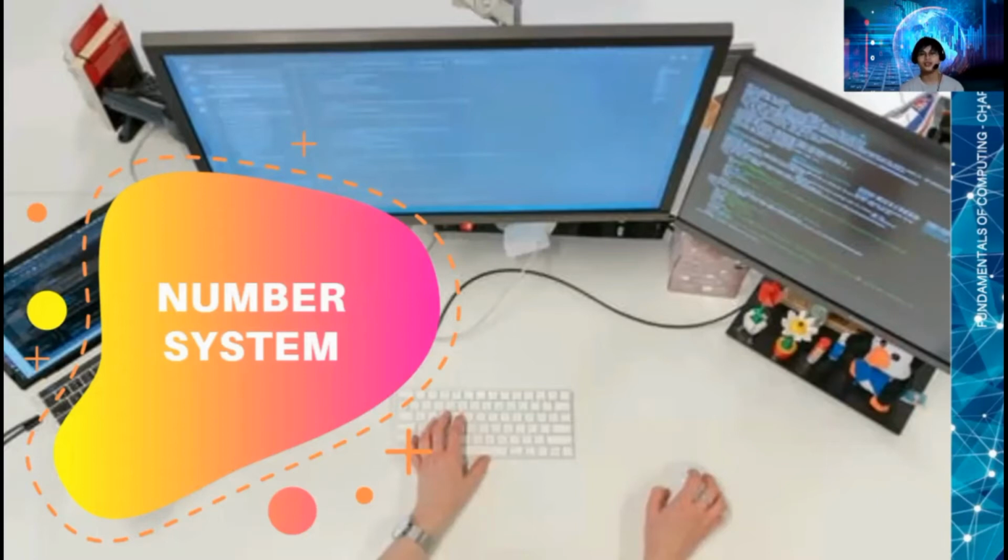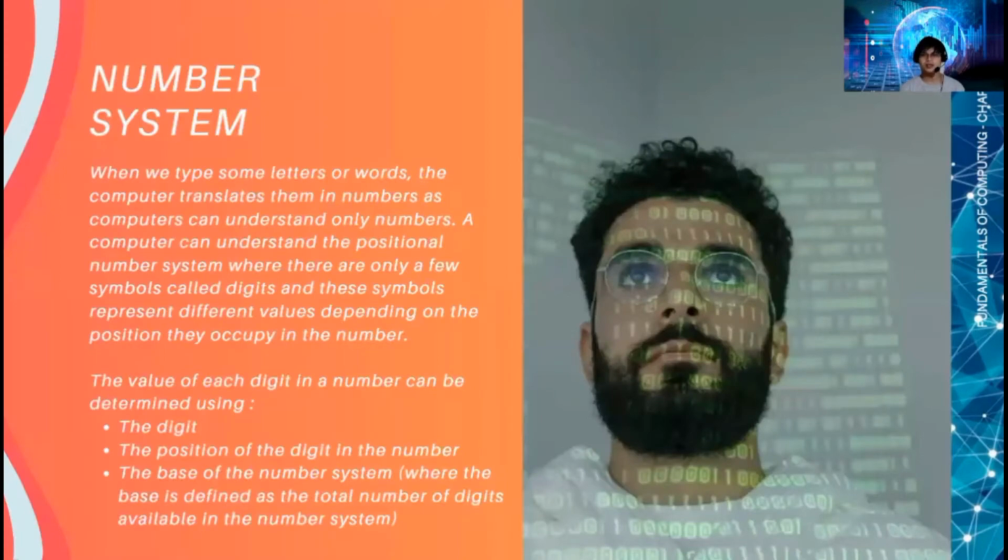So we're going to talk about the number system, what the number system is and why it is important. A number system: when we type some letters or words, the computer translates them into numbers, as computers can only understand numbers.